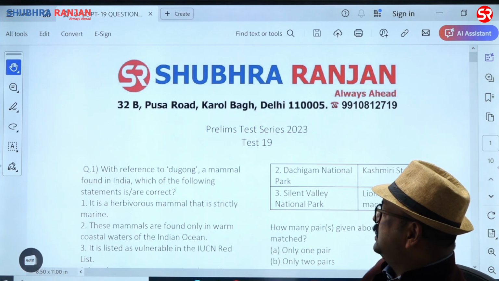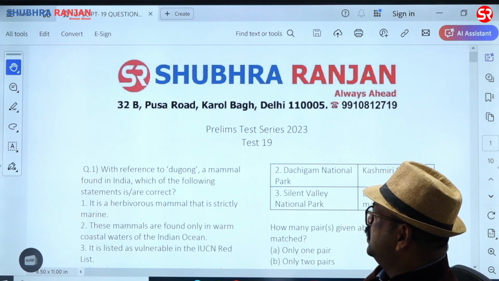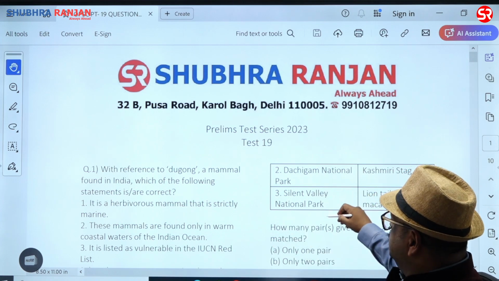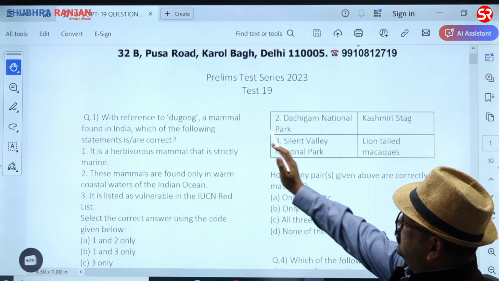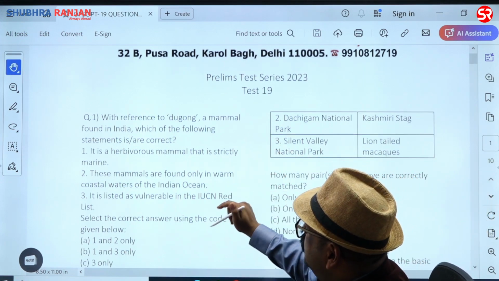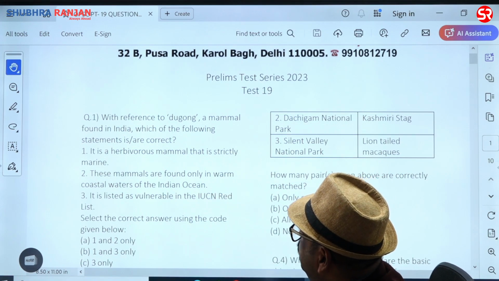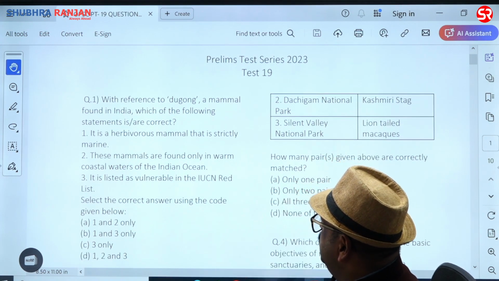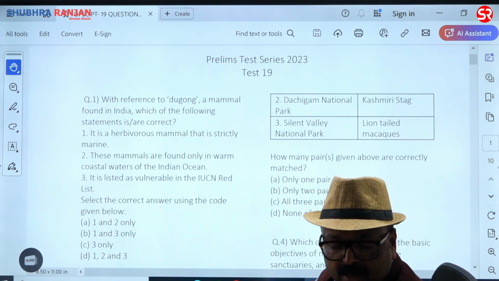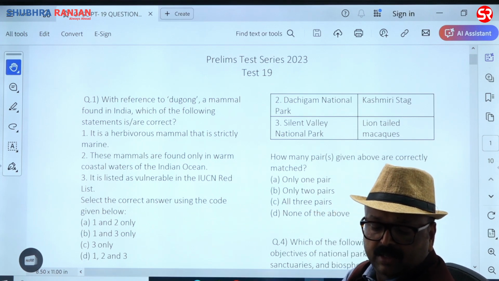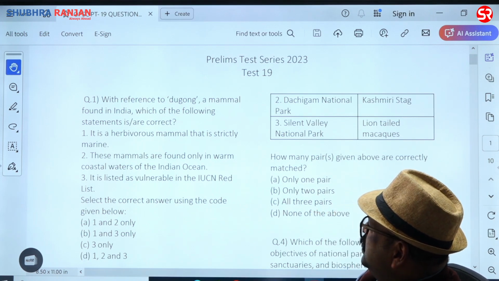Let's have the first question, with reference to dugong. Dugong is a sea cow, and it is a species which is every time in news, so it's very important. With reference to dugong, a mammal found in India, which of the following statements are correct? Statement 1: It is a herbivorous mammal that is strictly marine. That is correct.